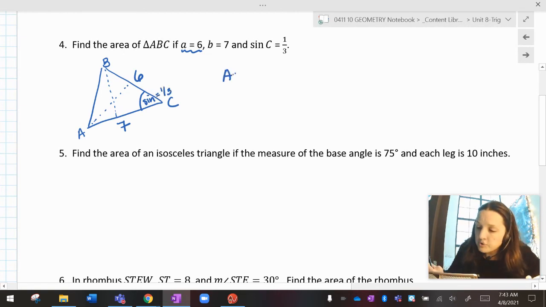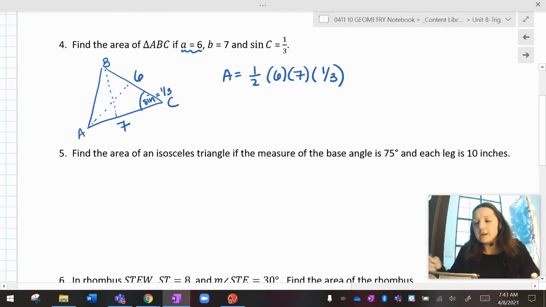Well, the area of a triangle is 1/2 a side times another side times the sine of the angle in between. And instead of giving us the angle this time, they did a weird thing and told us what the sine of the angle is. I mean, okay, if that's what you want to do, fine.